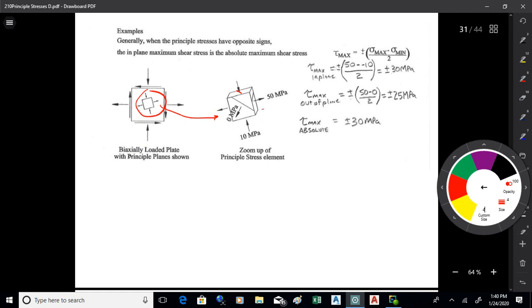Now, if you really want to thoroughly investigate and find what the absolute maximum shear is, you would take 50 minus a negative 10 and divide it by 2. That's sigma x minus sigma min over 2. And that's a plus or minus 30 because there's a plus or minus in that formula, okay?